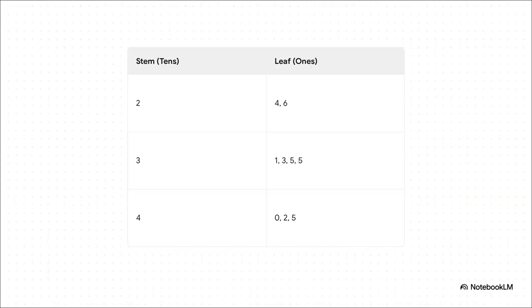So here's how it works. See the stem on the left? That's the tens digit. And each leaf on the right is the ones digit. So that top row with the stem 2 and leaves 4 and 6, that's the numbers 24 and 26. The next row, that's 31, 33, 35, and another 35. Just like that, we've sorted our numbers and we can instantly see that most of them are in the 30s. We even found the mode. See how 35 shows up twice?